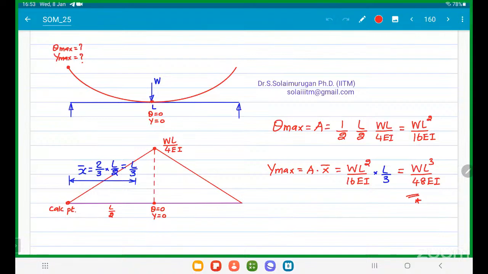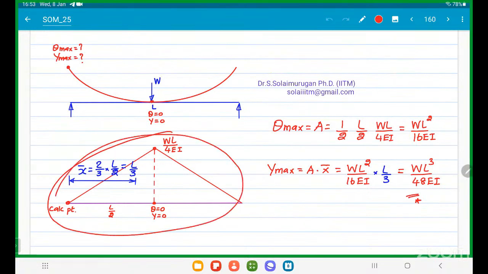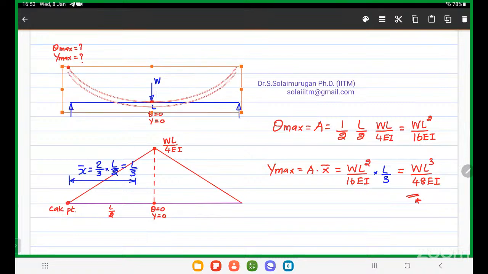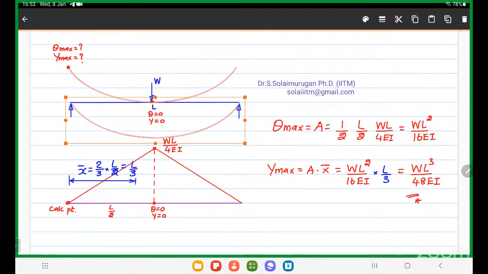Fourth one, simply supported beam with point load at the center. Central point load. Sir, this is the BMD. No doubt in this BMD. Now, generally, what is a deflection curve? Deflection curve will be like this. This is the original deflection curve. Correct or not? Answer please.